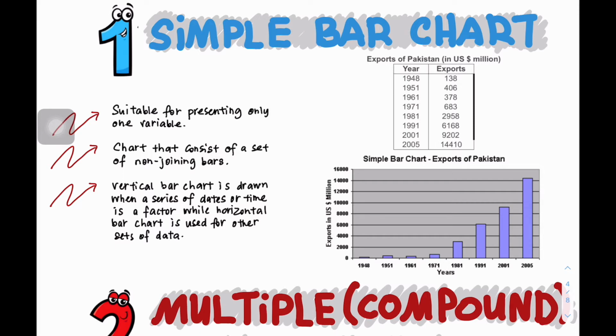Okay, a chart that consists of a set of non-joining bars. Non-joining bars means there is a gap between the bars. There is a gap here, there is a gap. Alright. A vertical bar chart is drawn when a series of dates or time is a factor, while a horizontal bar chart is used for other sets of data. So this is actually according to suitability.